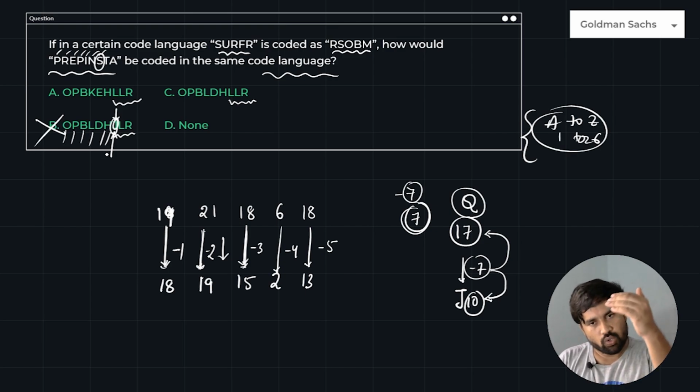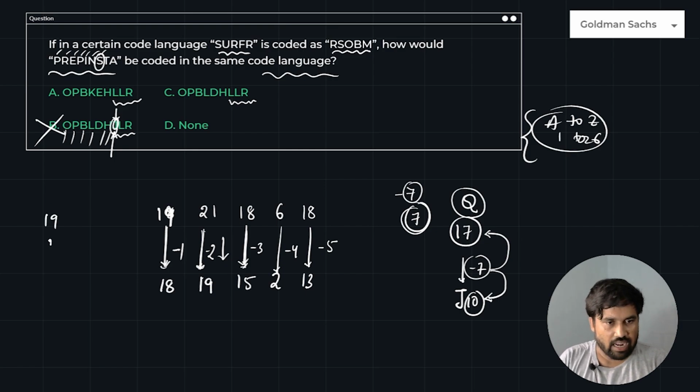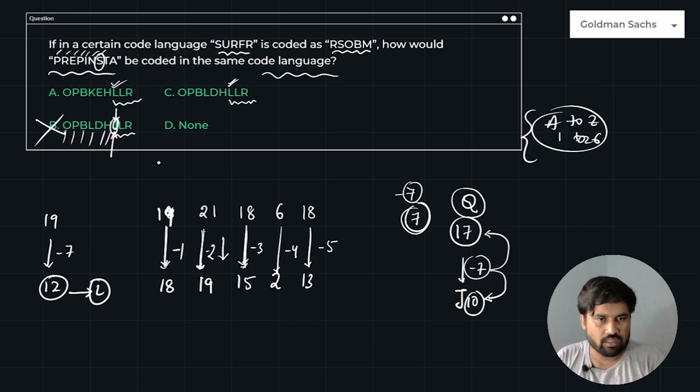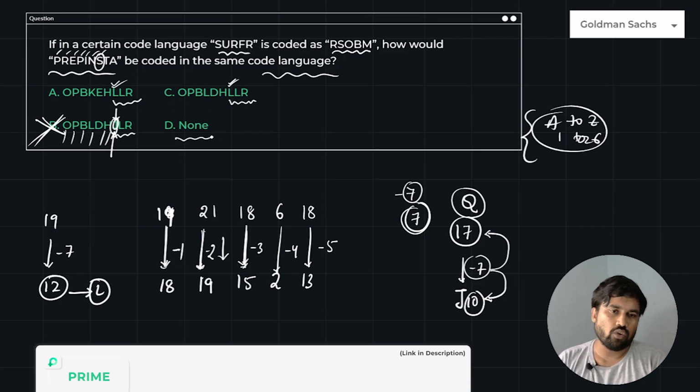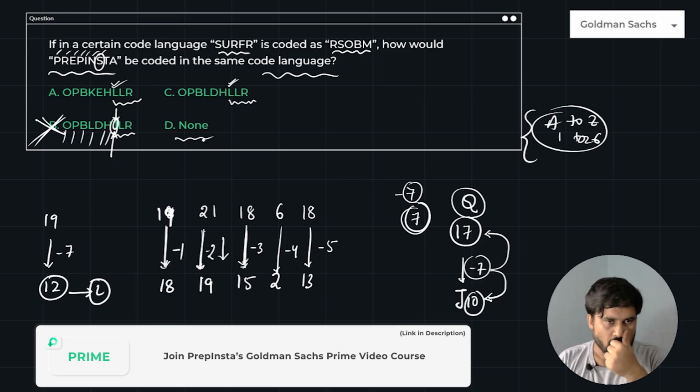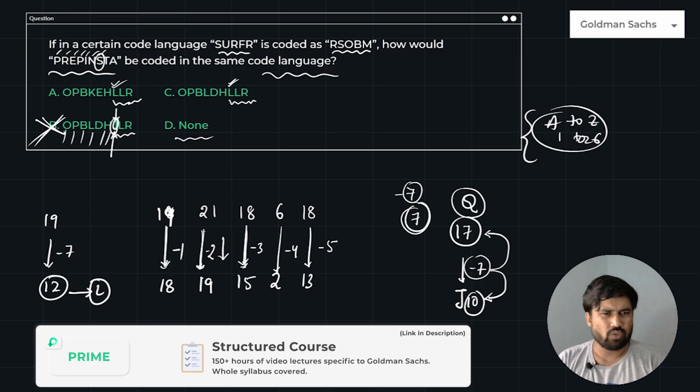If you want to test with a top-to-down approach, for example, S is actually 19. 19 minus 7, how much? 12. 12 is nothing but L. See guys, we have L at the 7th place in options A and B. B is not your answer, so what will be the answer, A or B? You will conclude A or B will be the answer, or else we will go with none of these. So just try to verify, and you can do this.